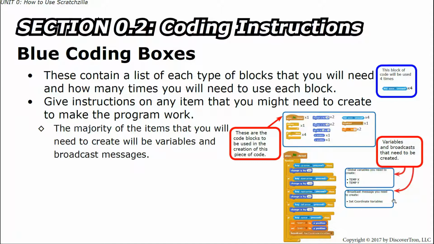Another item that the blue boxes will tell you to create are broadcast messages. So it's going to tell you the broadcast message you need to create, and then it gives you the name that you'll create. These names, we just make up. This isn't some set name created by the programming gods. This is a name that we can make up. We can misspell them. We can do all sorts of fun stuff with the names. But the main thing is that we create these names on our own for the broadcast messages, and the blue boxes tell you to create these. And the same holds true for variables whenever we work with those.